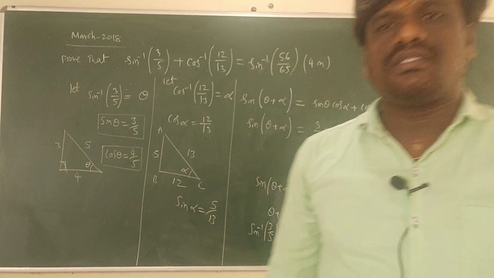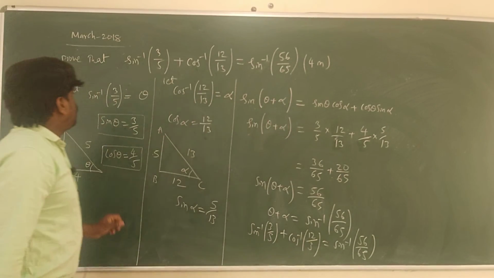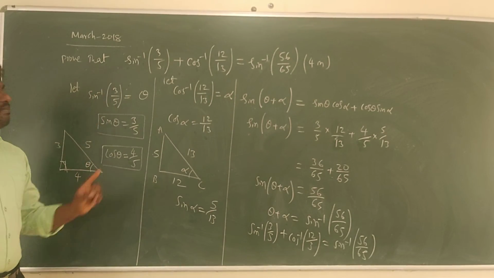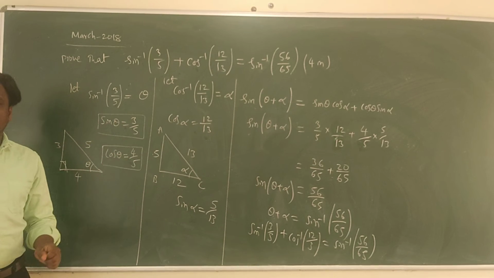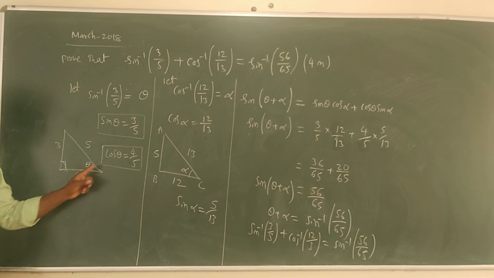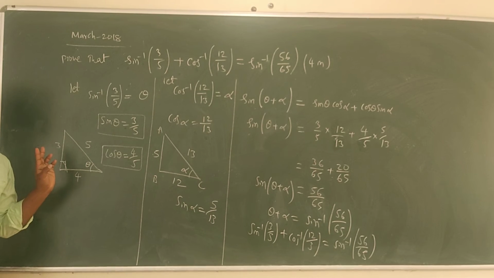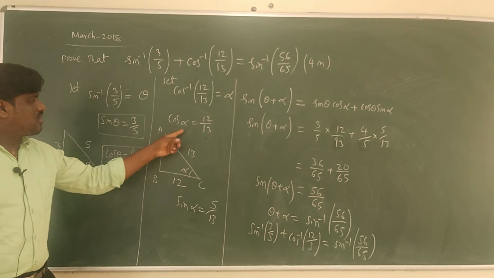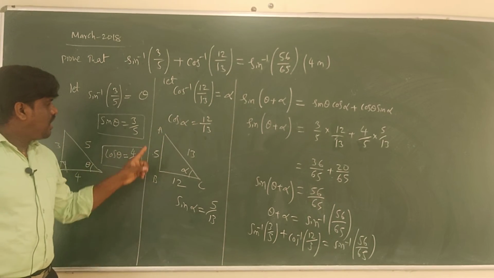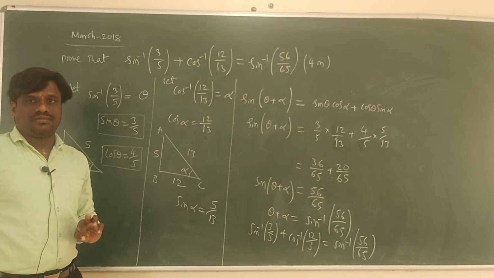I will recall you once, listen here. What to do? Let us take sine inverse 3 by 5 as theta. Then sine theta is equal to 3 by 5. I took the right angle triangle and put the cos theta value also. Now here cos inverse 12 by 13 is alpha, so cos alpha is 12 by 13. I took sine alpha also.